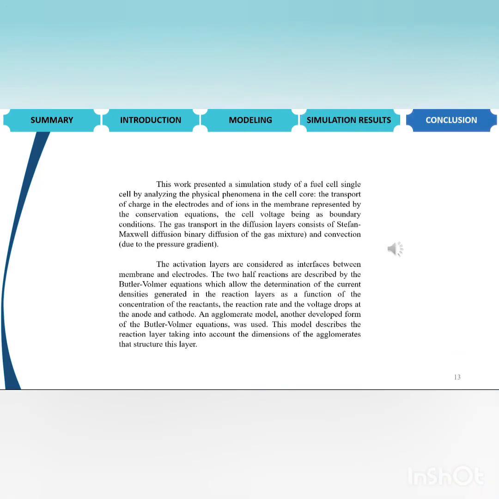Conclusion: this work presents a simulation study of a single fuel cell by analyzing two physical phenomena in the cell core: the transport of charge in the electrode and of ions in the membrane, represented by the conservation equation with cell voltage as boundary condition. The gas transport in the diffusion layer consists of Stefan-Maxwell diffusion, binary diffusion of the gas mixture, and convection due to the pressure gradient.